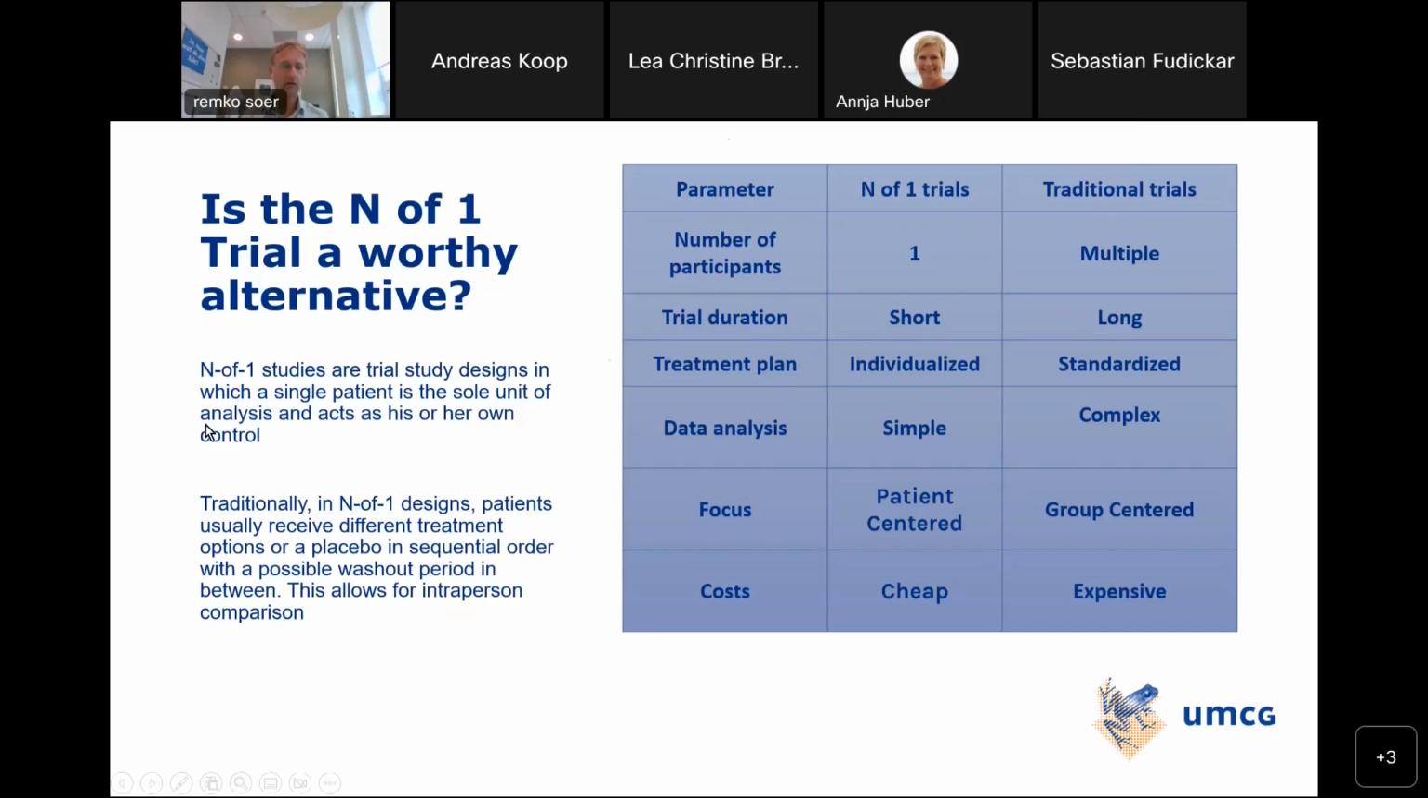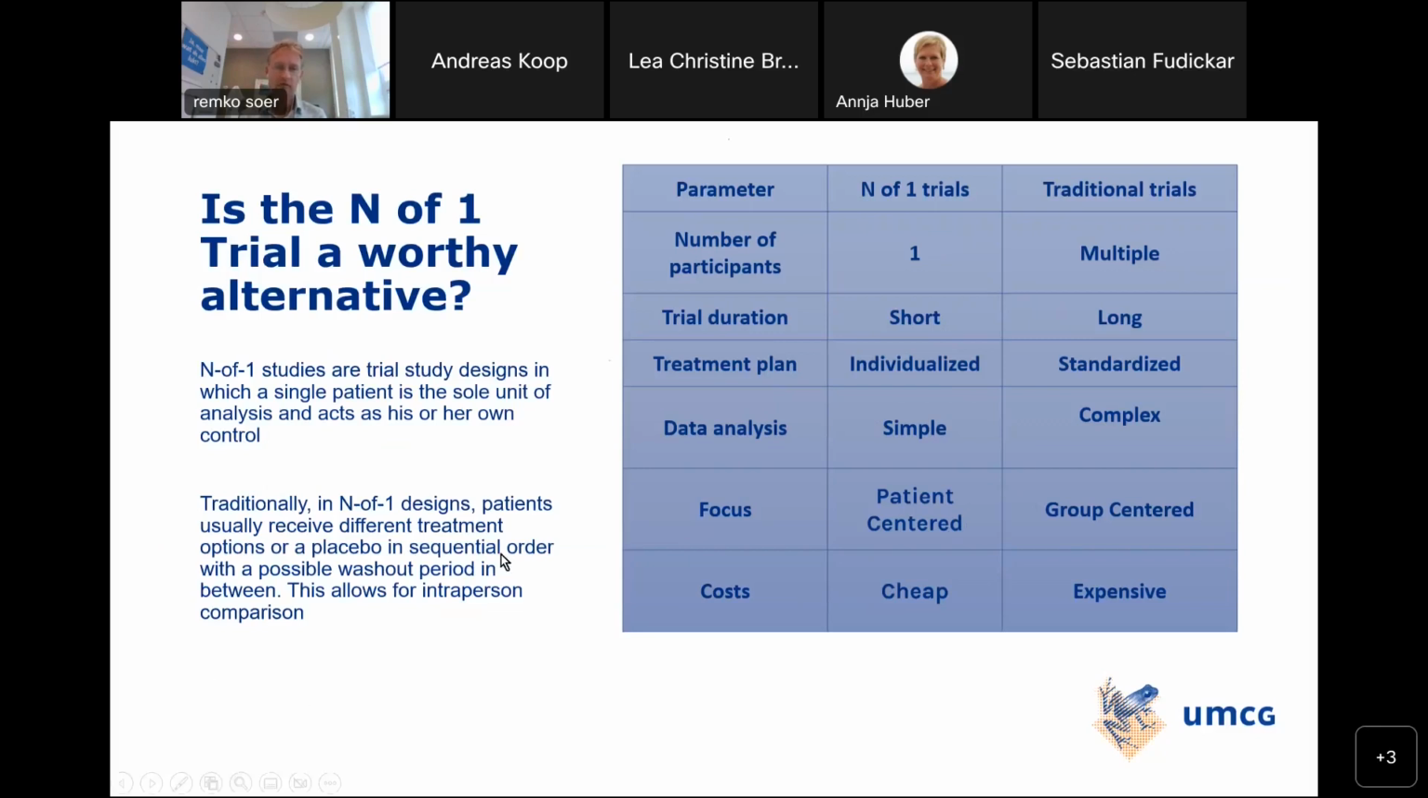It's a design in which a single patient is the sole unit of the analysis, and it acts as his or her own control. So they usually receive a different treatment option or a placebo, so that would be the ABAC design, but you do need a washout period. Because when learning, for example, is involved, then you don't see that washout anymore. And then you don't see the difference between the intervention and the baseline that follows, or the intervention that is afterwards, because people have already learned or changed their behavior.